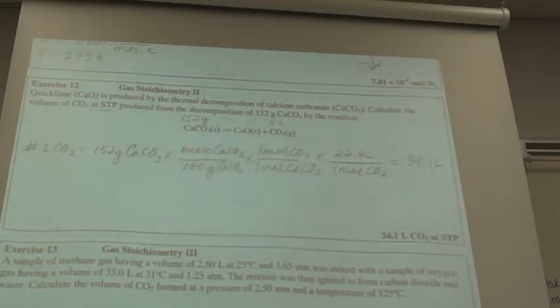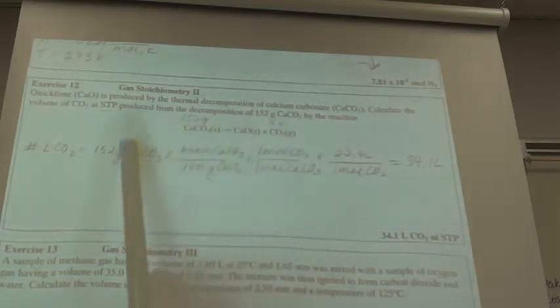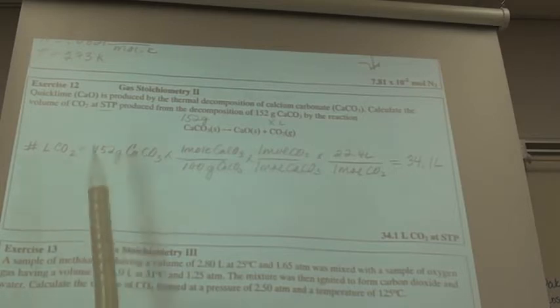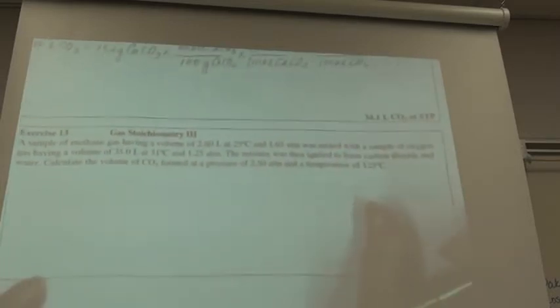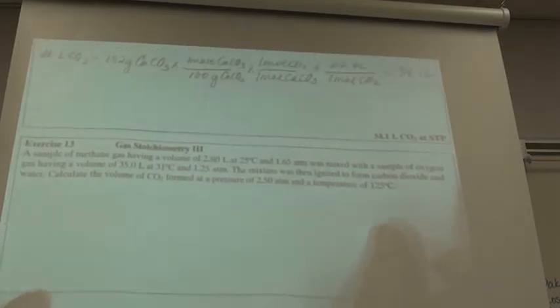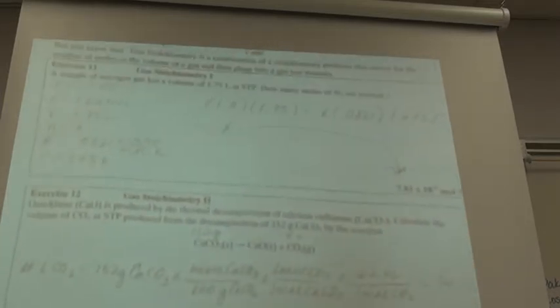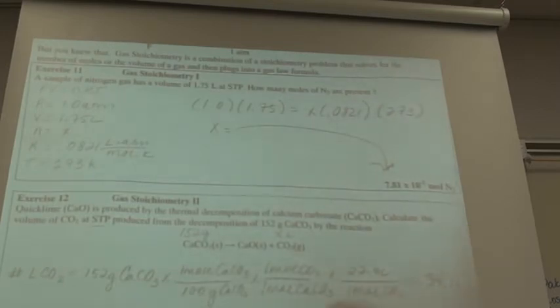Okay, that worked out for us. If this had not been at STP, this would not have worked. You would have had to change this into moles and then put it into PV = nRT. Could we have done dimensional analysis on exercise 11 as well? Probably. Yep.